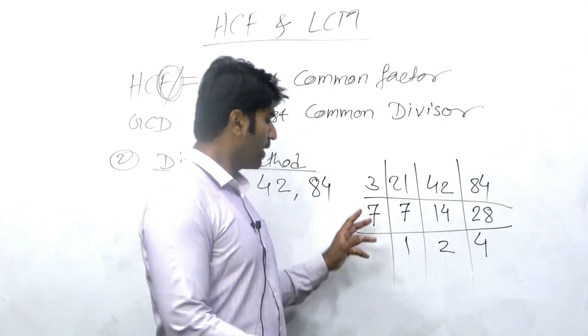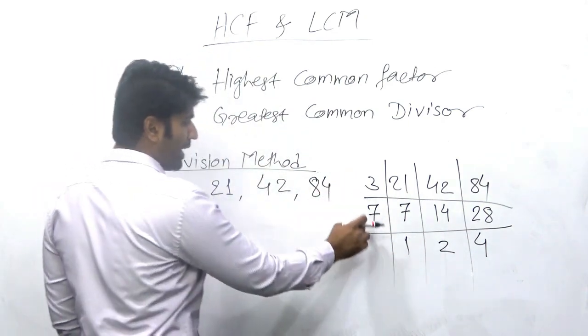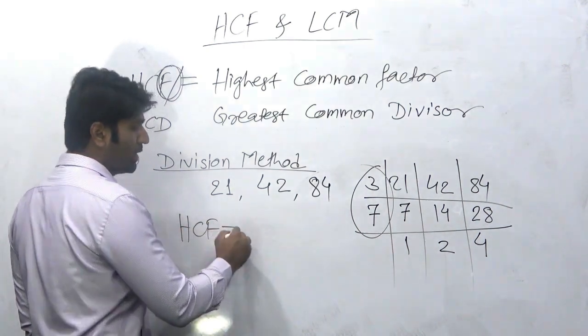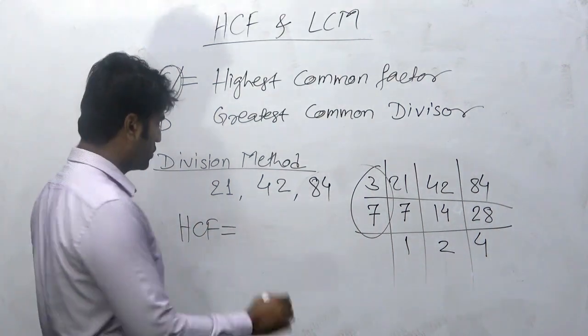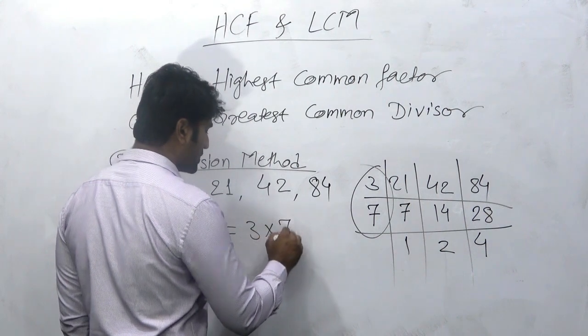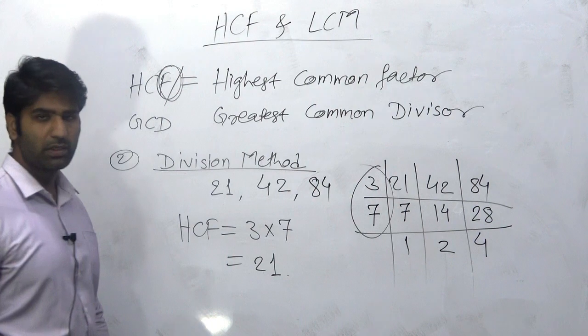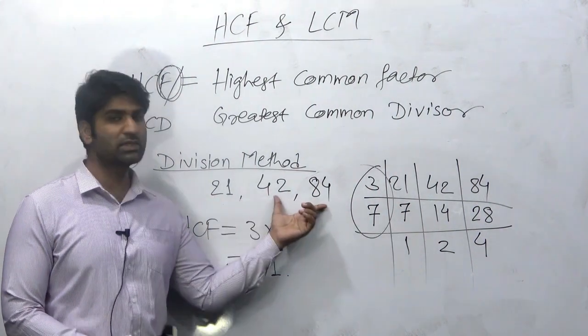Okay, so our common factors are 3 and 7. Therefore the HCF is equal to multiplication of these common factors. So multiplication of 3 and 7 is equal to 21. So 21 is the HCF of these three numbers.